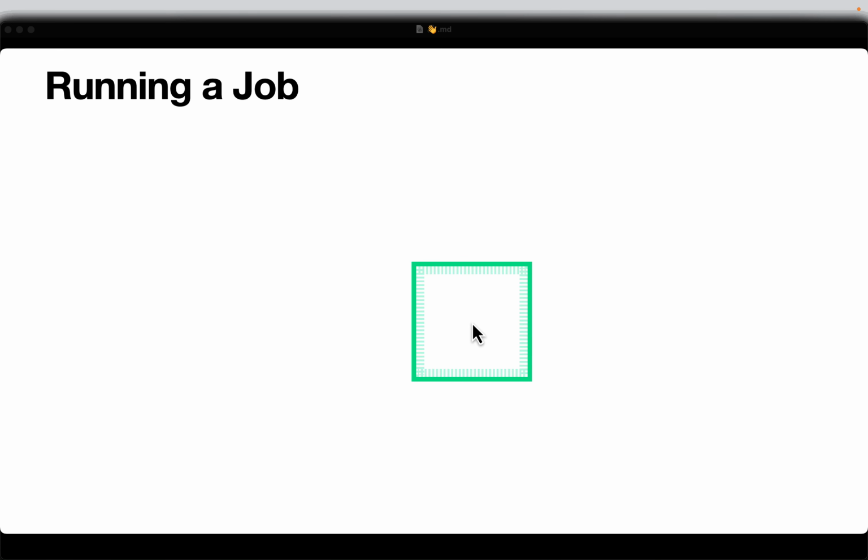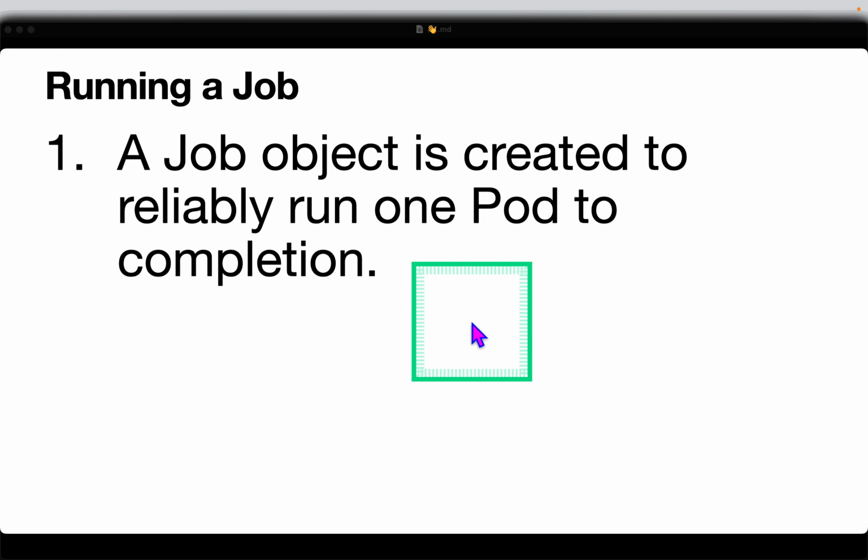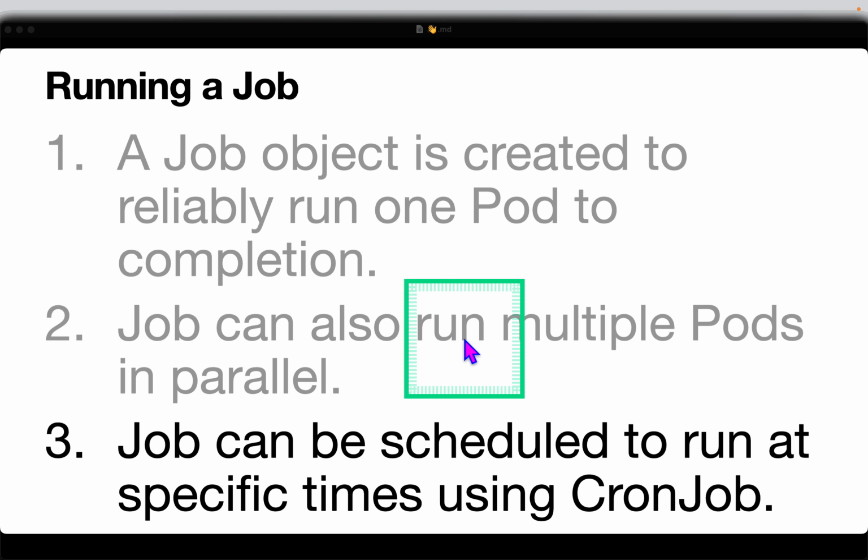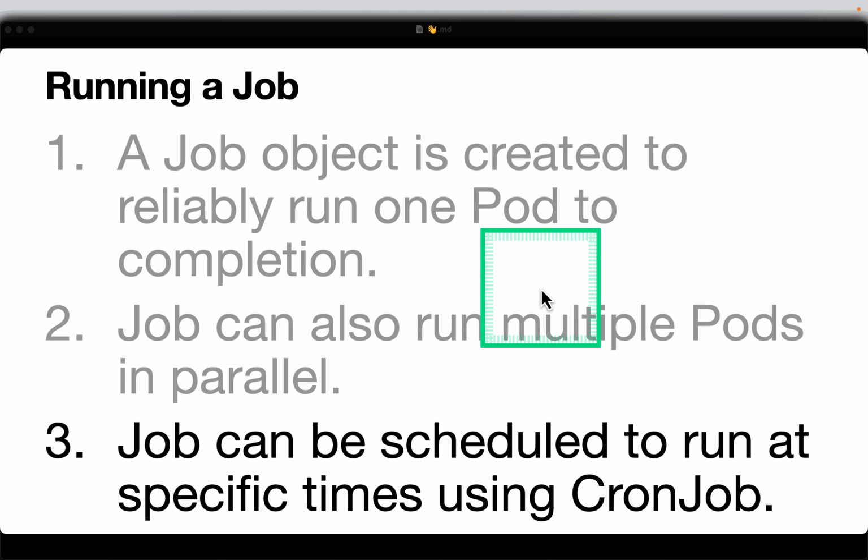So, running a job. A job object is created to ensure that one pod runs to completion. If the first pod fails or is deleted, the job will start a new pod. A job can also be used to run multiple pods in parallel. If you want to run a job on a schedule, you can use a cron job. Just to differentiate, a job is basically a one-time task which must run to completion.